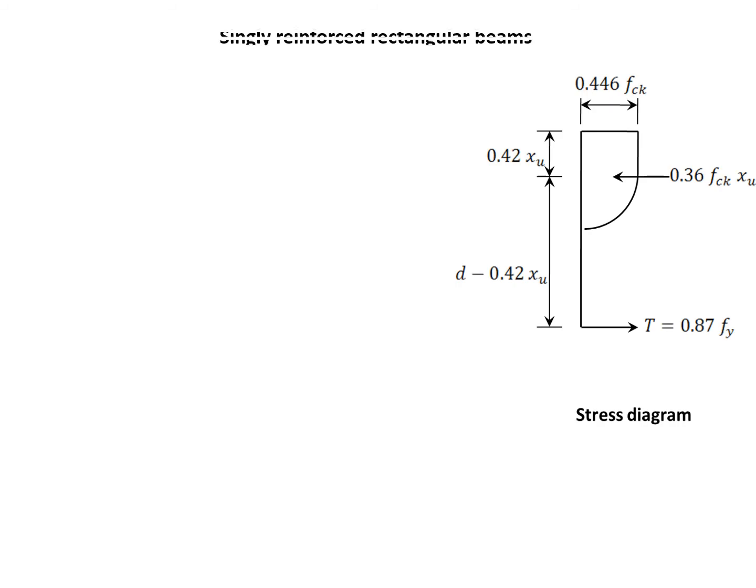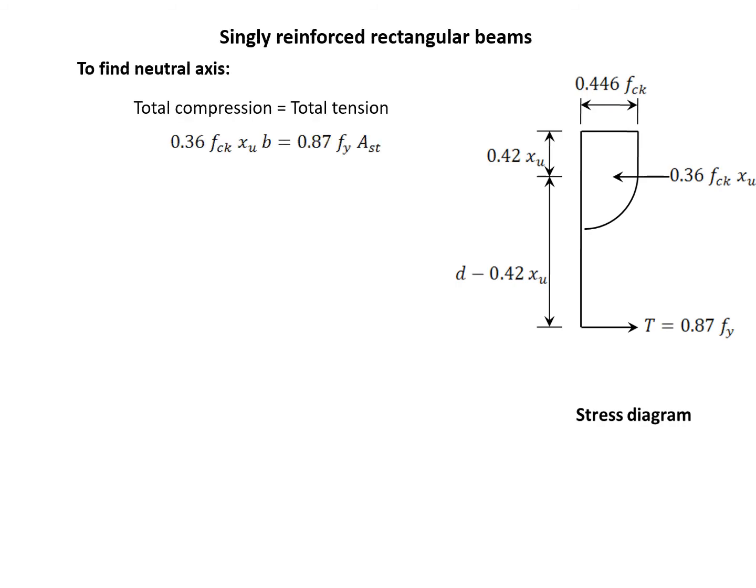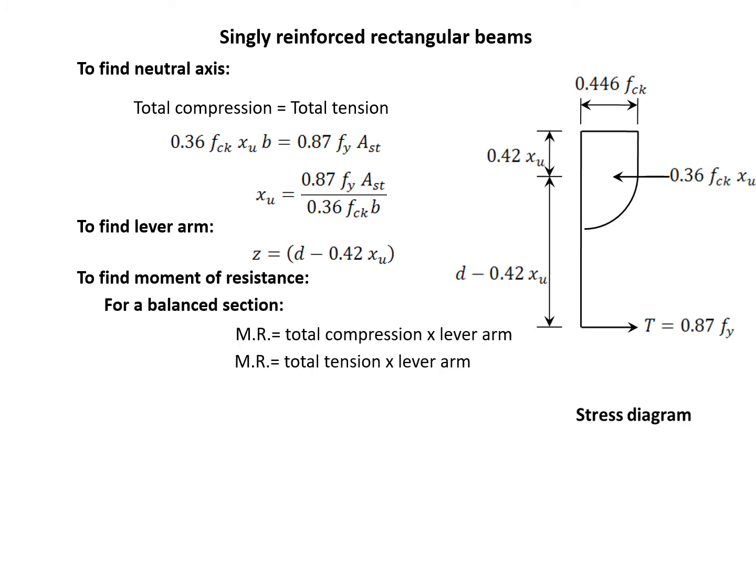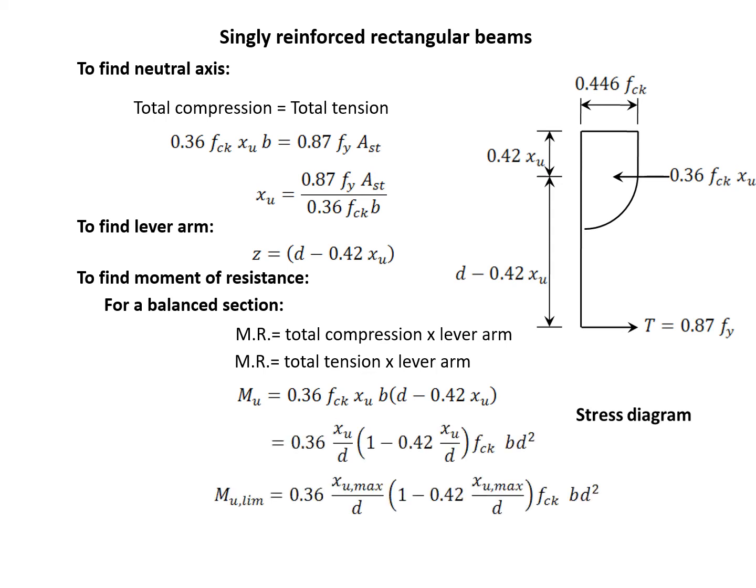Now, the balanced section formula calculations. Here is the stress diagram, total compression equal to total tension. You work out Xu, you work out z, and the moment resistance will be total compression times the lever arm, or total tension times the lever arm. So if I take the concrete side, it will be 0.36 fck Xu,max b, this is the concrete force, into the lever arm. Now, with a little simplification and adjustment, and putting Xu as Xu,max, you can come up with a simple formula of Mu,limit equal to Q,limit b d square.